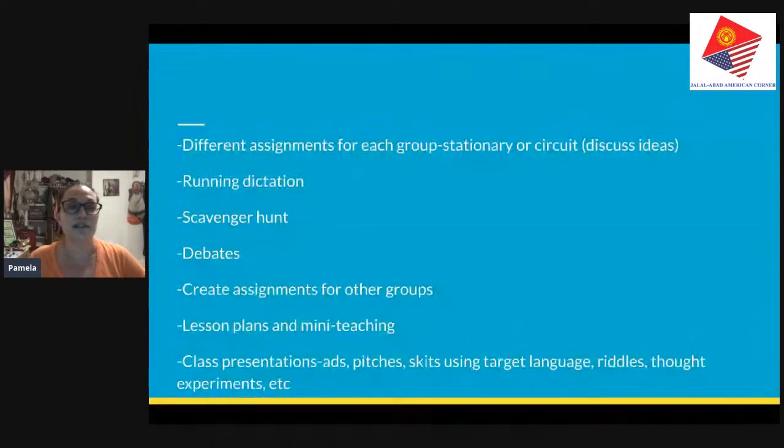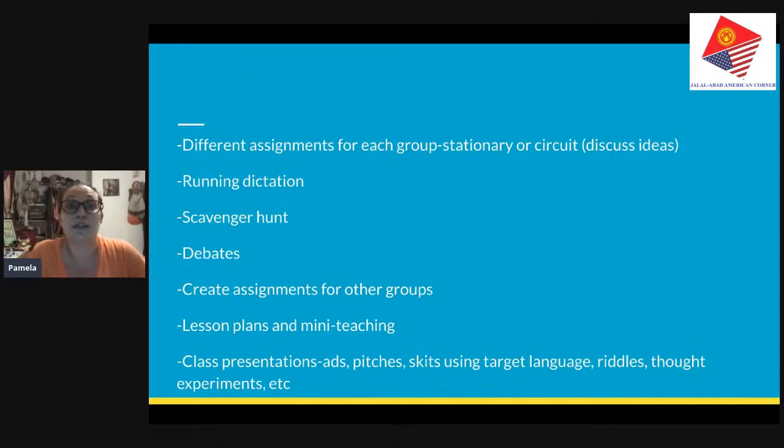When you do running dictation with groups, it's really great to have people aware of who the best speller is, or whether other people in the group can help with spelling. The one person who goes out will memorize what is written there, but then once they tell it to the writer, they have to spell it correctly as they write it down. So they have to really remember it correctly, come back in, and spell it correctly as they put it down.